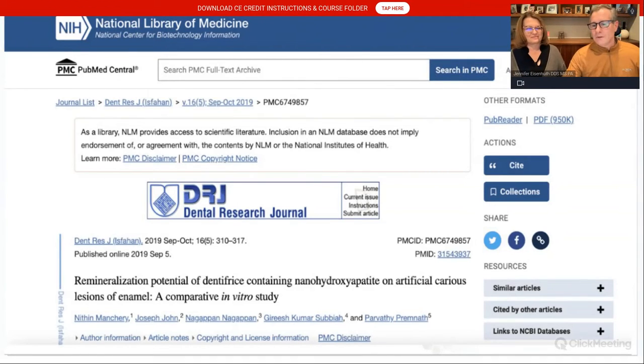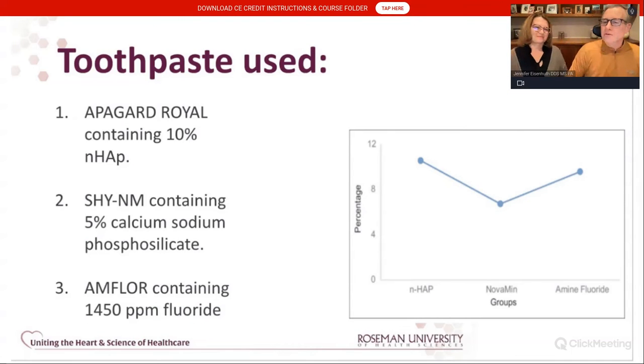So if we look at what they tested, they actually tested 3 different toothpastes with 3 different ingredients. The first one was ApGuard Royal. ApGuard Royal has been around for a long time. They use 10% nano hydroxyapatite. You're going to hear 10% over and over again.